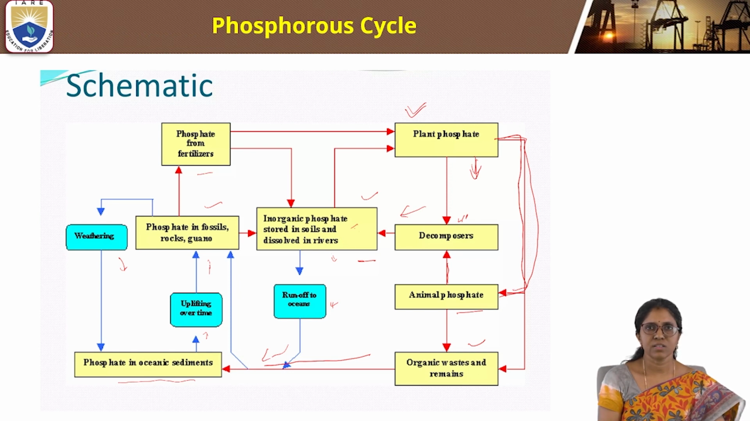In this, the phosphate rocks are weathered, and the phosphorus is taken by the plants, and these plants are consumed by animals. If they die, the decomposers will decompose plants and animals, and they will give the phosphorus again to the soils. So this is the phosphorus cycle.